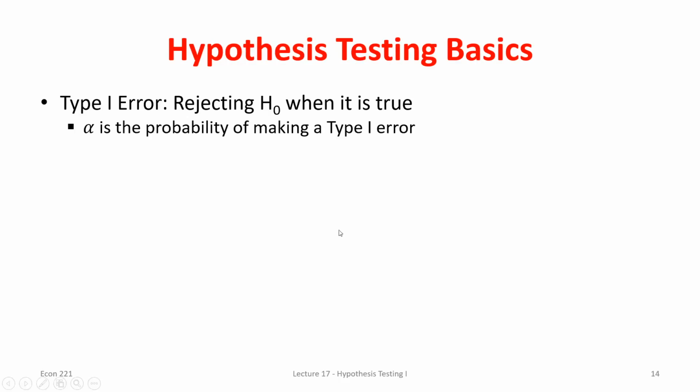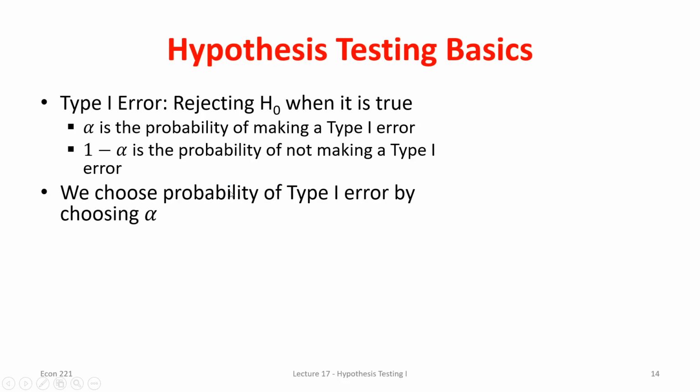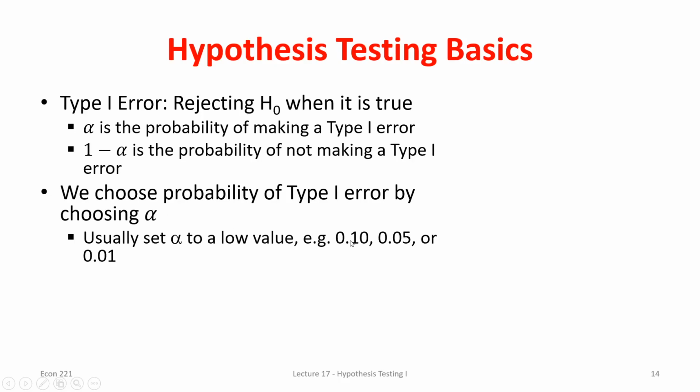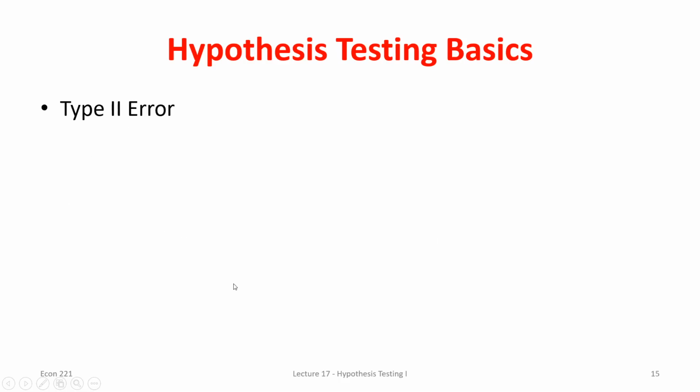So type 1 errors are when we reject the null when it in fact is true. We call alpha the probability that we make a type 1 error. 1 minus alpha would be the probability that we don't make a type 1 error. So we can choose the level of type 1 errors we want to make by selecting the alpha that we want. Usually we set this at benchmark values that are pretty low: 0.1, 0.05, 0.01. I'm only making type 1 errors 10% of the time, 5% of the time, 1% of the time. If I set the alpha at 0.05, then I'm rejecting the null when I shouldn't be 5% of the time, or I'm making mistakes 5% of the time.